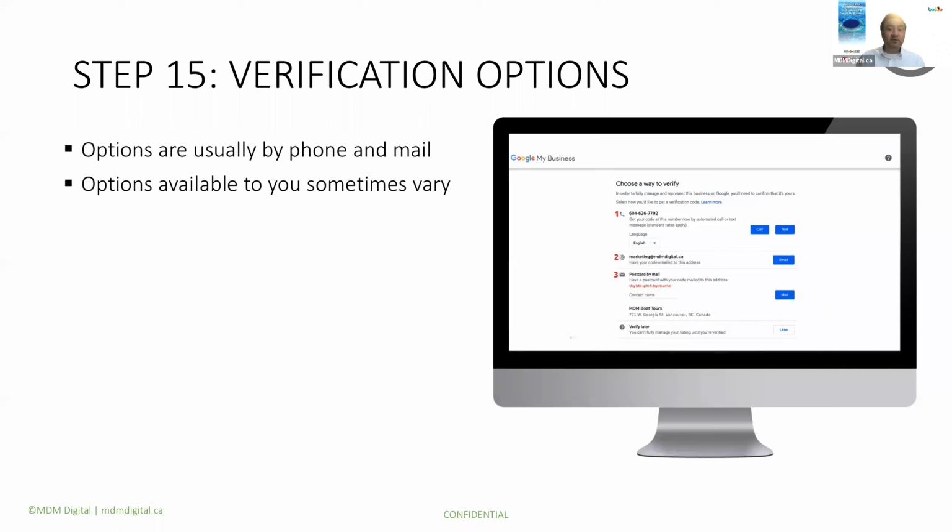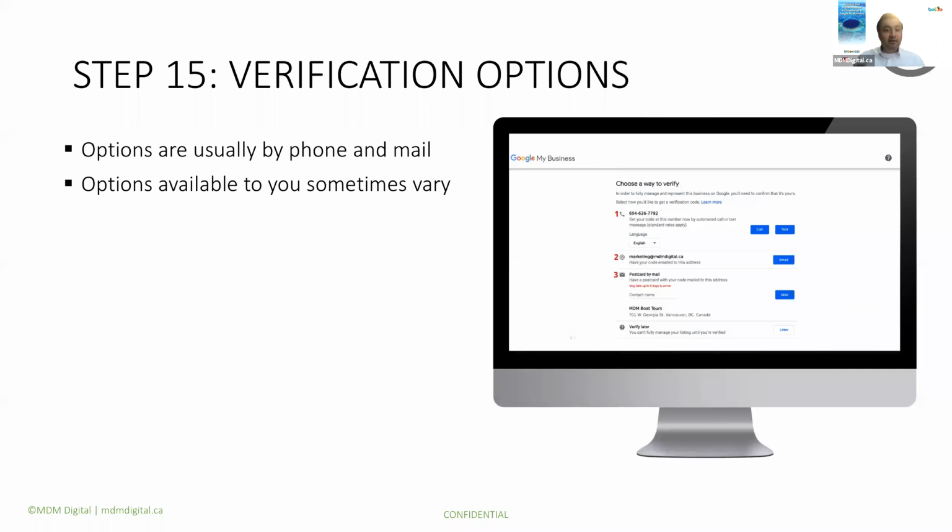If you get the phone option, then it will phone the phone number that you added to the listing. So make sure that you're able to actually pick up this phone. When you hit call, Google will call you or send you a text with a PIN or a code. And this is the code that you need to verify the listing. Without verifying, the listing will never go live. And this also applies if you already had a listing and you're making changes to it.